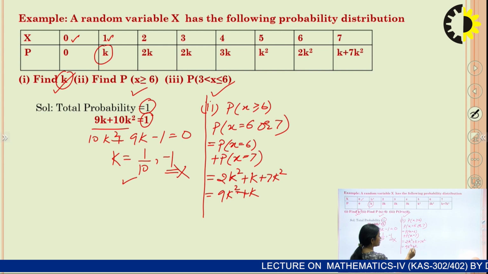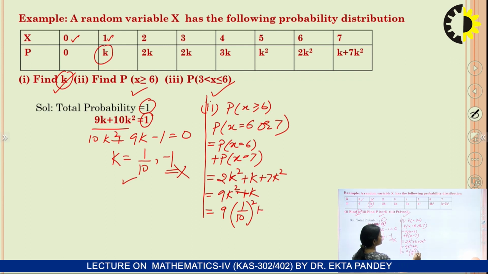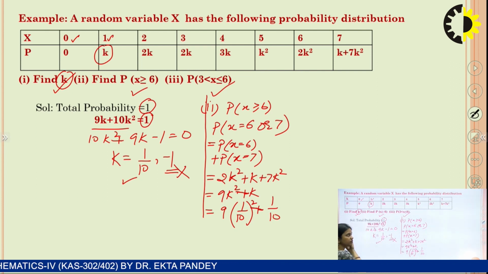Now what we have to do? Just put the value of k. 9 times 1 upon 10 raised to the power 2 plus 1 upon 10. Just simplify it. We have obtained the probability of x greater than or equal to 6.